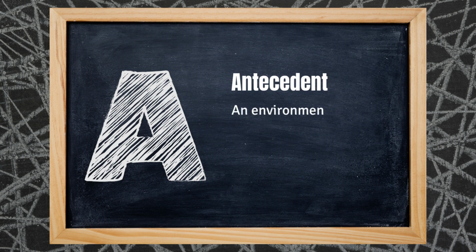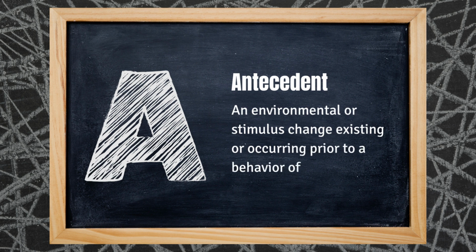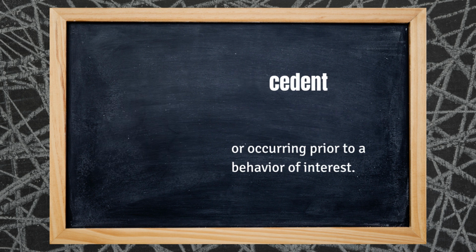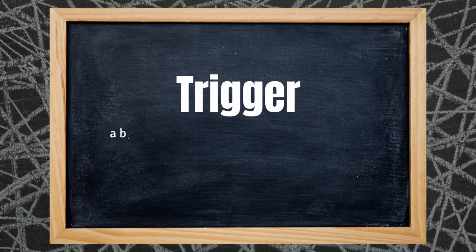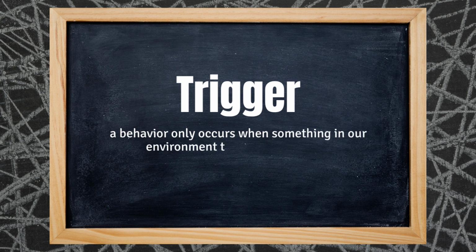Let's start with the letter A. In the world of behavior analysis, A stands for antecedent. According to Cooper, Heron, and Heward, an antecedent is an environmental or stimulus change existing or occurring prior to a behavior of interest. That is a big word to digest for some, so let's refer to the antecedent as the trigger. What this is saying is that a behavior only occurs when something in our environment triggers it to occur. I would like for you to think cause and effect.